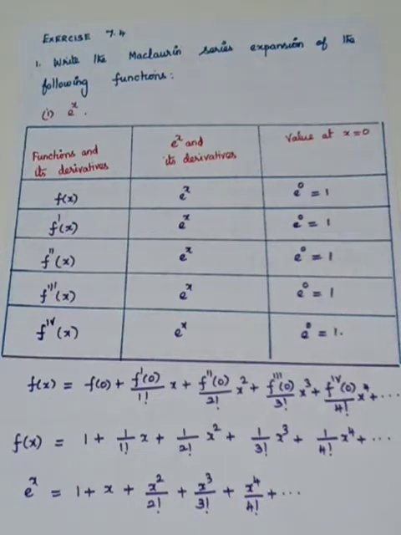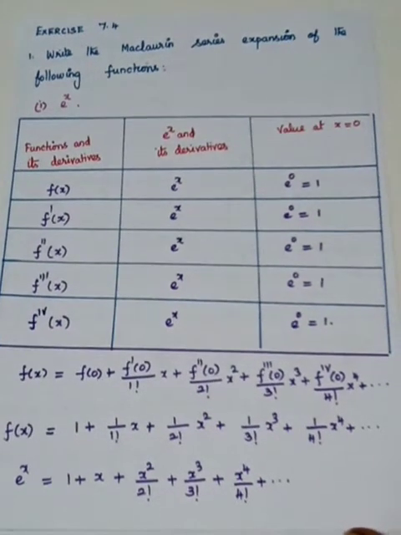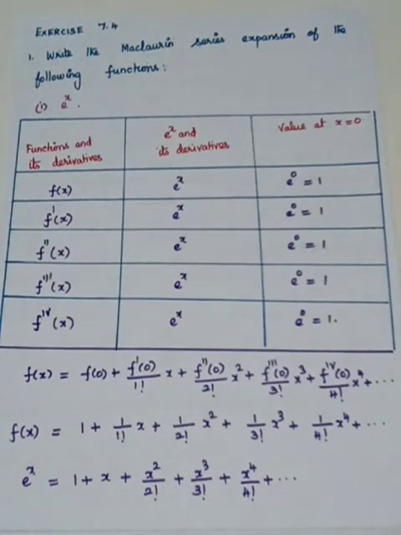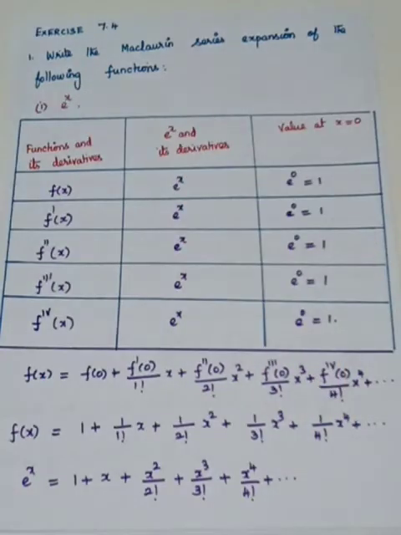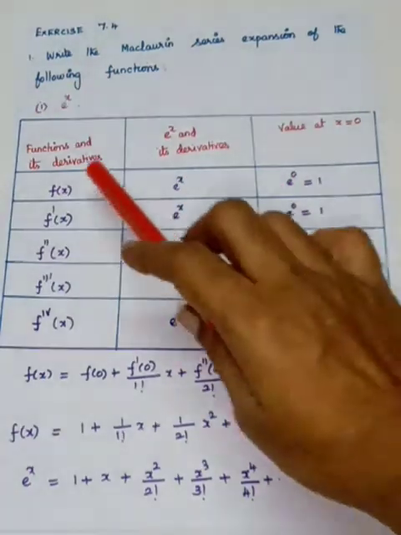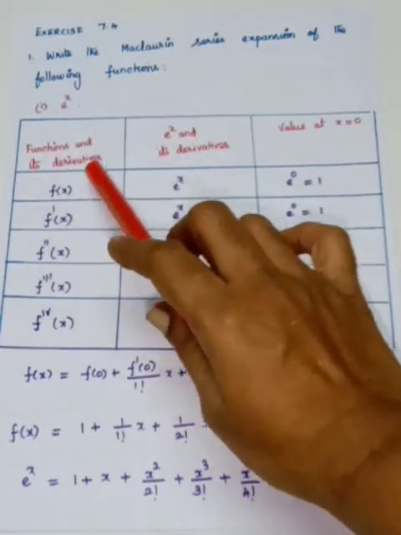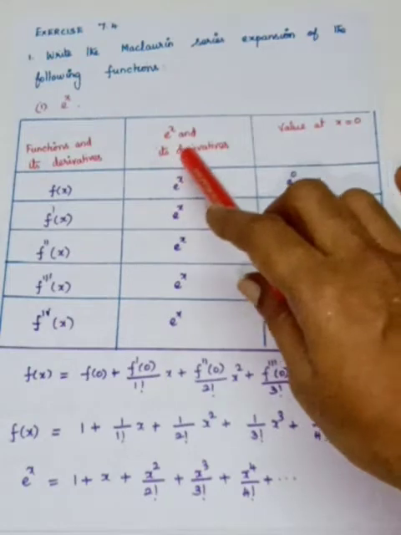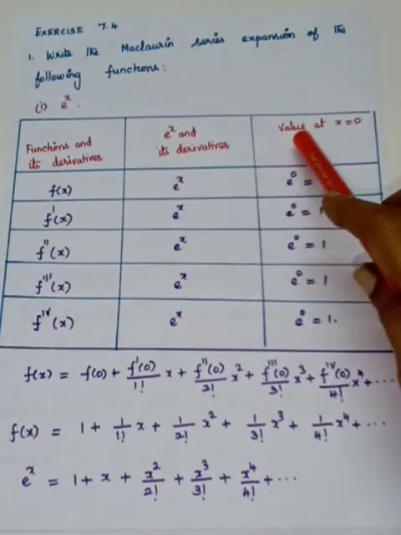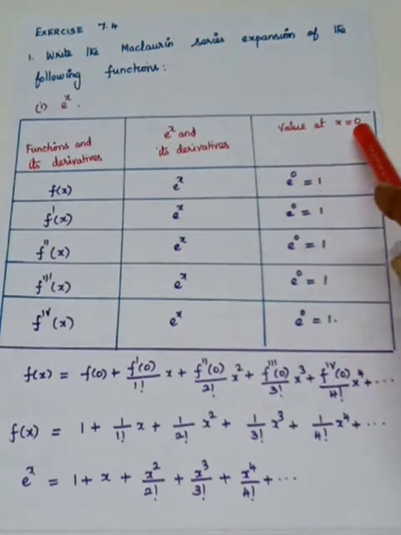Write the Maclaurin series expansion of the following functions. Here the first subdivision, e power x, is given. So you have to make a tabular column. Here you have to write the function and its derivatives. Here the function is e power x and its derivatives, and for the Maclaurin series, you have to find the value at x is equal to 0.